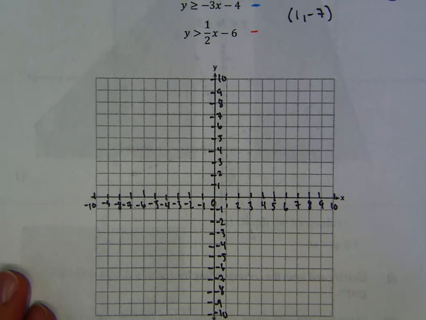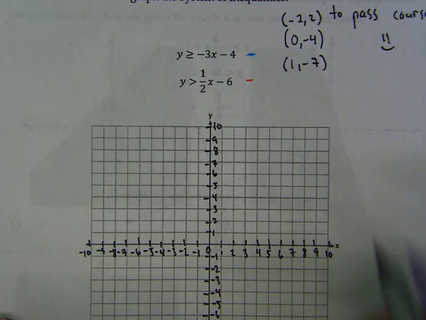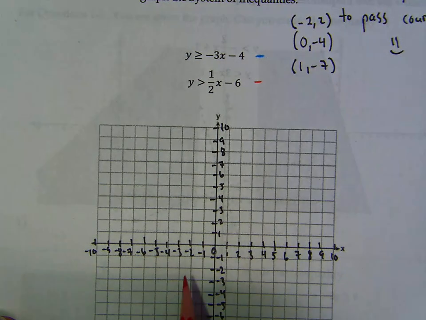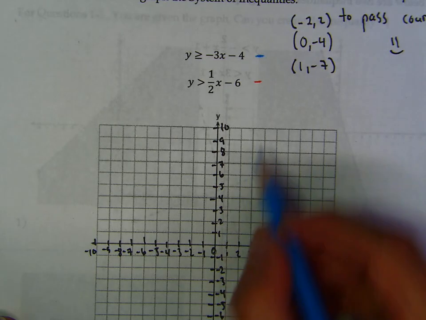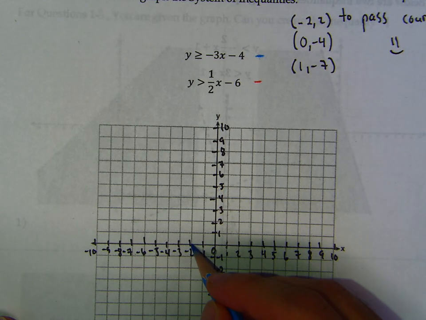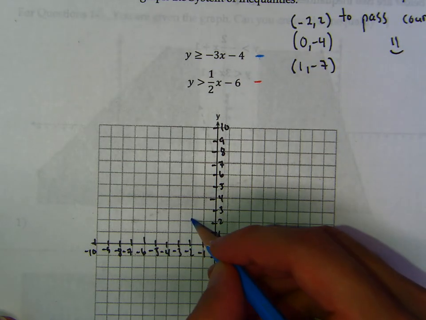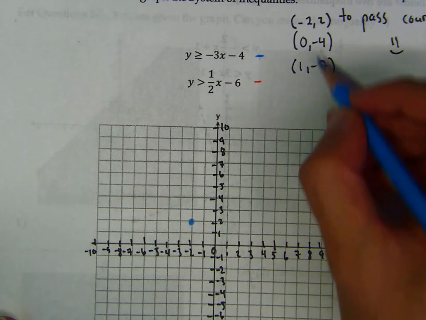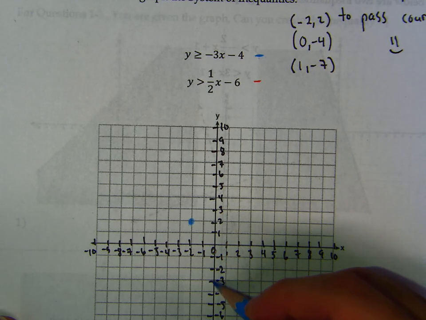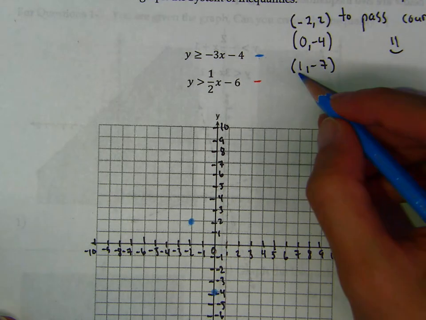All right, so what were the points I picked, right? Negative 2, 2, so where will that point be, right? Always start at the origin, and remember we're gonna use the blue coloring, right? The blue points will represent this inequality. So negative 2, 2, that's my first point. 0, negative 4. 1, negative 7.